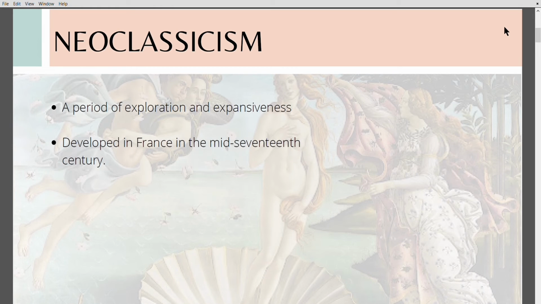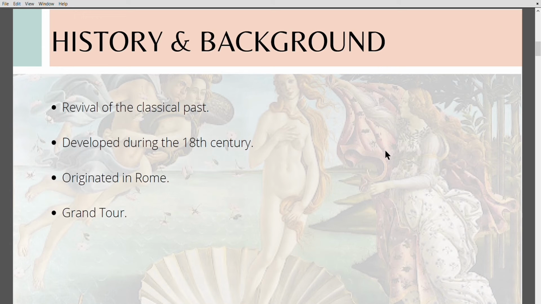After the Renaissance, a period of exploration and expansiveness, came a reaction in the direction of order and restraint. Generally speaking, this reaction developed in France in the mid-17th century and in England 30 years later, and it dominated European literature until the last part of the 18th century. Neoclassicism is a revival of the classical past. It was developed during the 18th century in Europe.